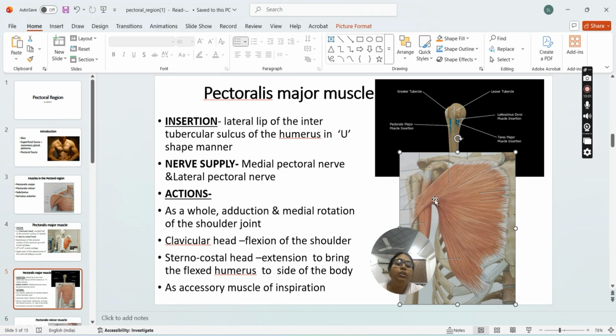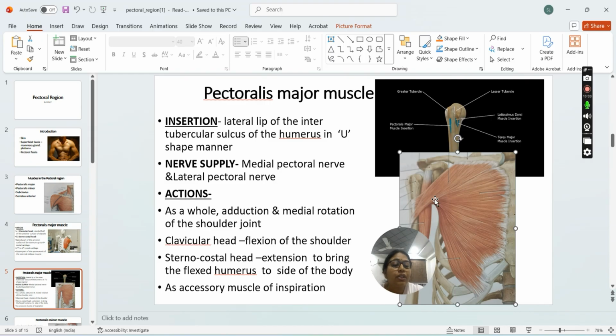Done? So, nerve supply. Both pectoralis major and pectoralis minor are supplied by the medial as well as the lateral pectoral nerve. We have seen in the dissection, while showing the structures piercing the clavipectoral fascia, I showed you a tiny nerve entering into the pectoralis major. That nerve is the lateral pectoral nerve. It supplies both pectoralis major as well as the pectoralis minor.